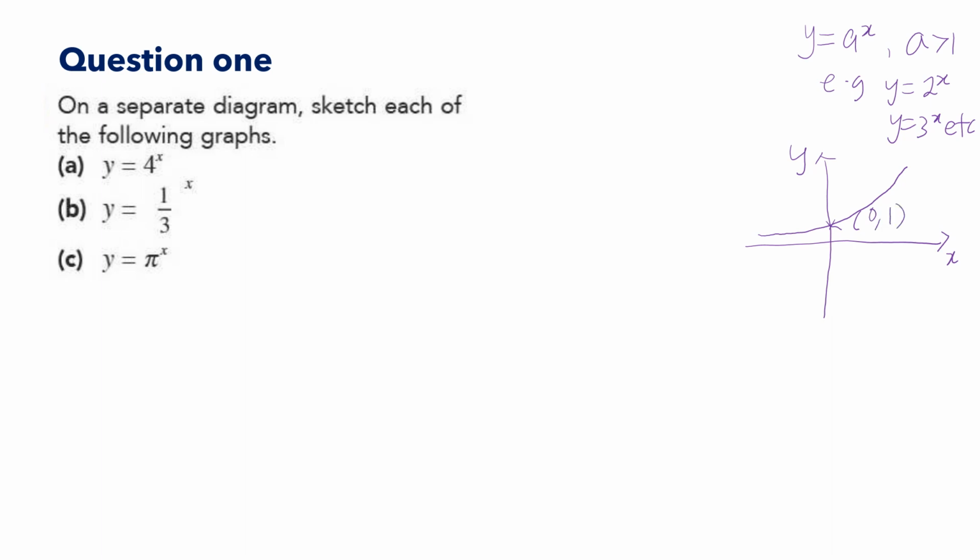Why is that so? For example, I'm going to use this curve to demonstrate y equals 2 to the power x. So when x is equal to 0, y is equal to 2 to the power of 0, and anything to the power of 0 is 1. Right, so therefore you will have this point on the y-intercept as (0, 1).